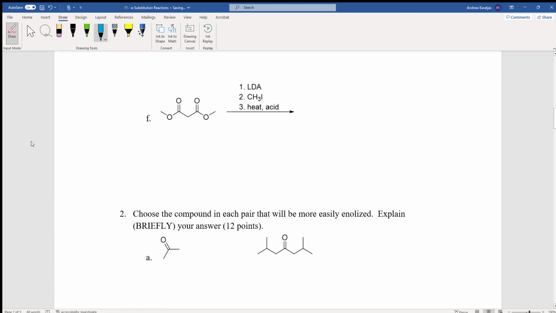Part F is one of our rearrangement reactions that we learned. This is the one where we're essentially approximating acetic acid, and our electrophile, the methyl iodide, ends up getting substituted onto the acetic acid that we were essentially hiding by using this malonic ester.